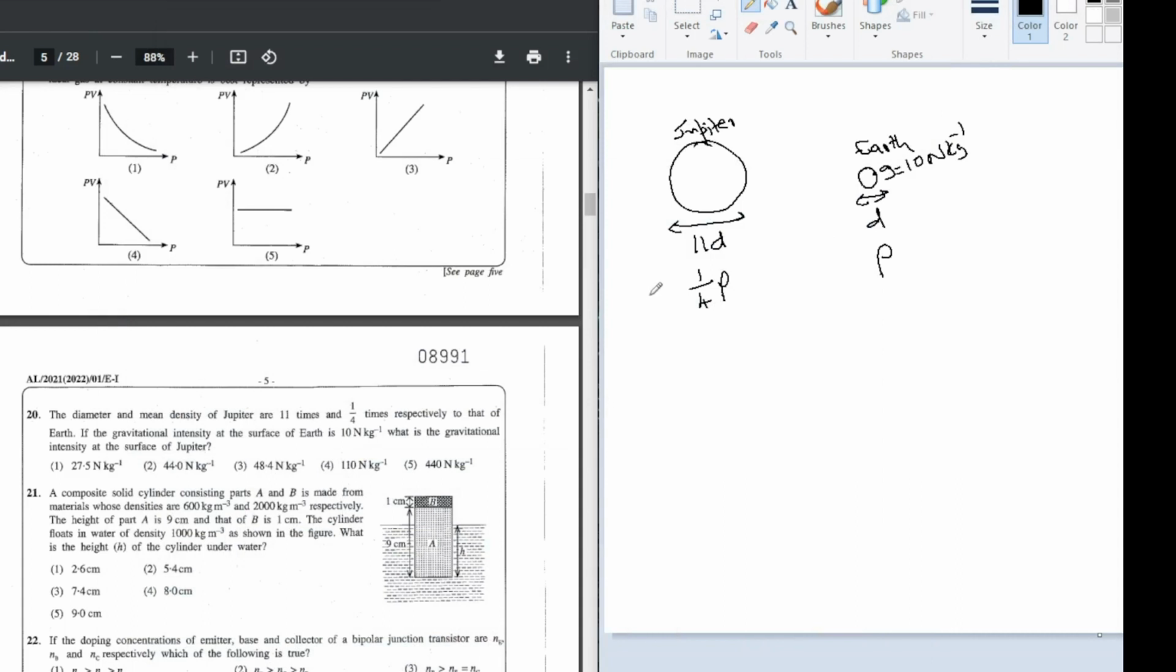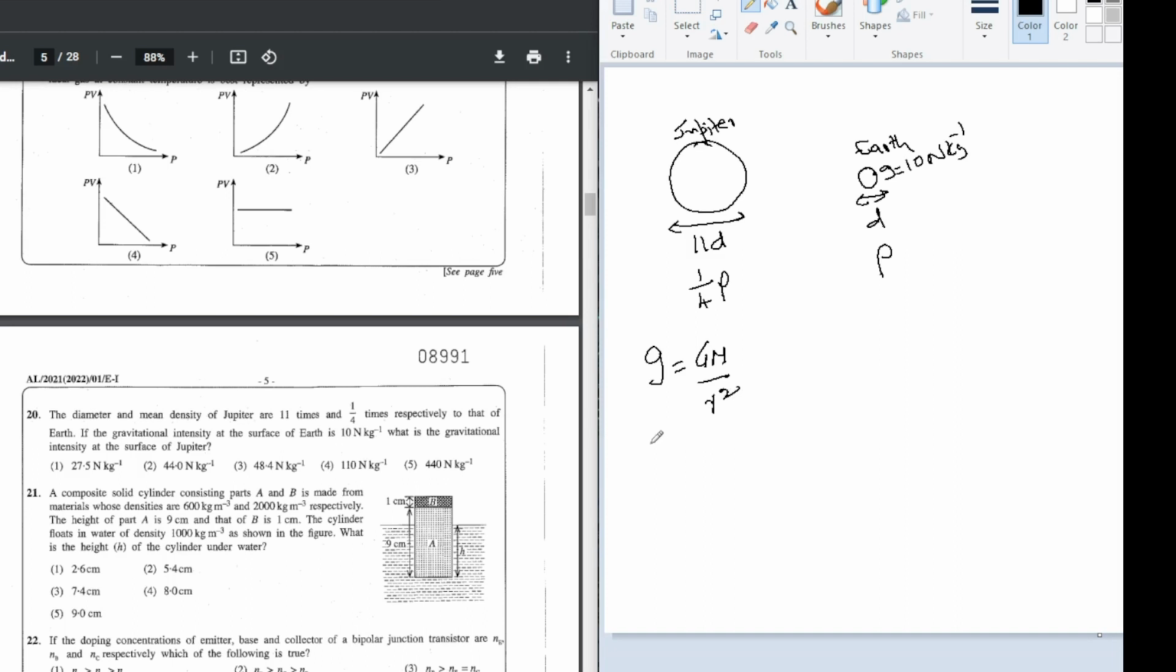Question number 20. The diameter and mean density of Jupiter are 11 times and 1/4 times respectively that of Earth. If the gravitational intensity at the surface of the Earth is 10 Newton per kilogram, what is the gravitational intensity at the surface of Jupiter? Equation for gravitational intensity: g equals G M over R squared.